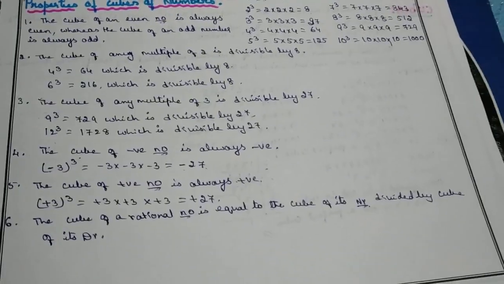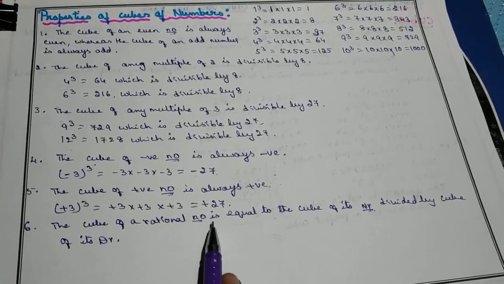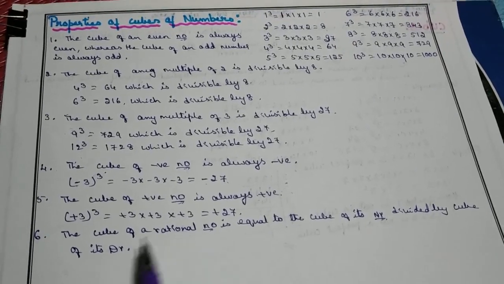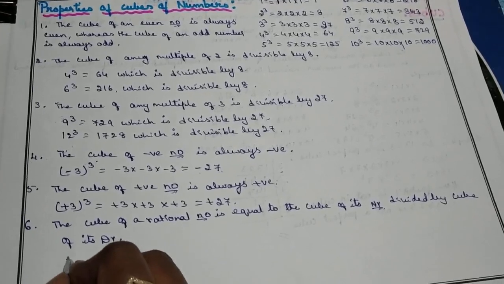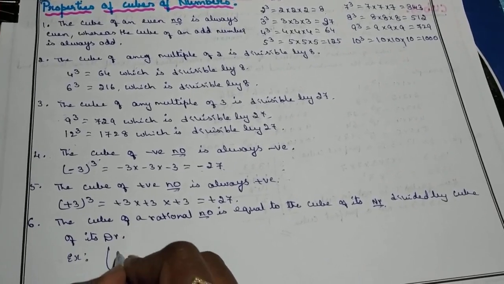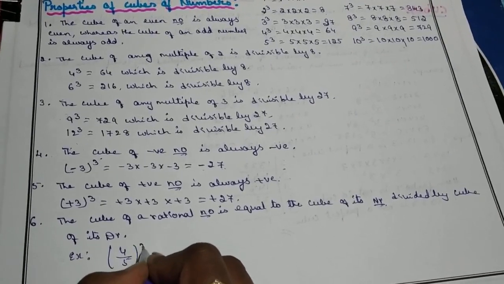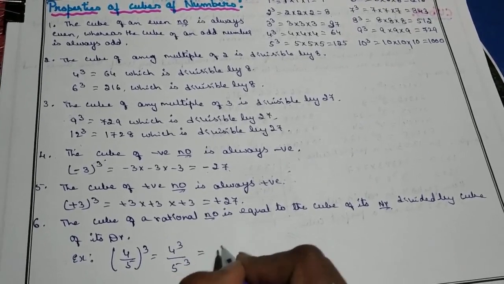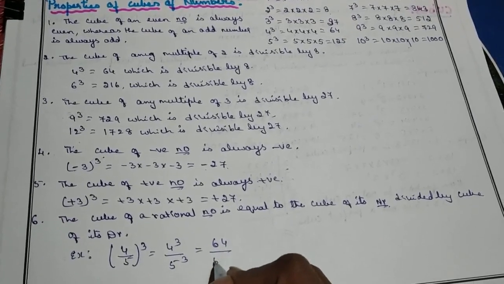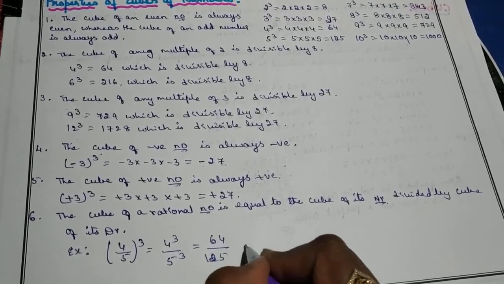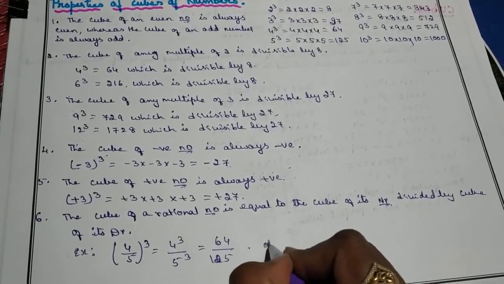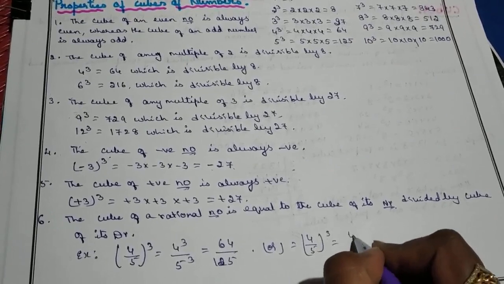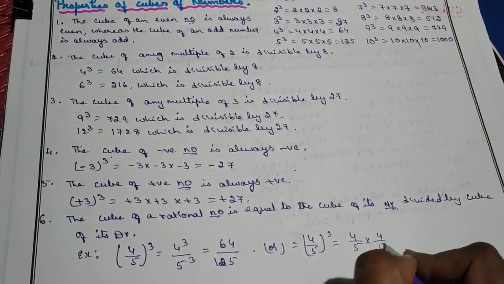Point number 6. The cube of a rational number is equal to the cube of its numerator divided by the cube of its denominator. Let me take the example here. 4 by 5 whole cube is nothing but 4 cube by 5 cube, which is 64 divided by 125. Or we can write it as 4 by 5 into 4 by 5 into 4 by 5.